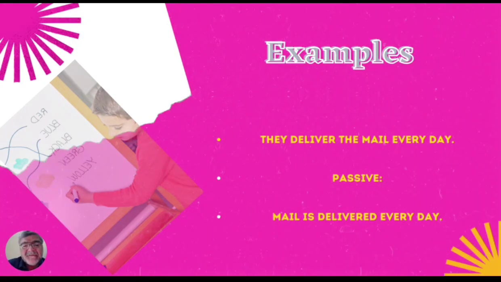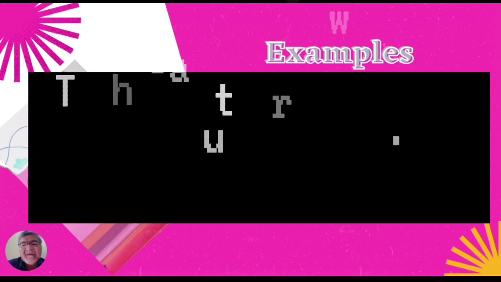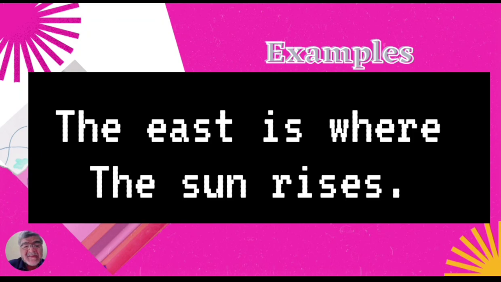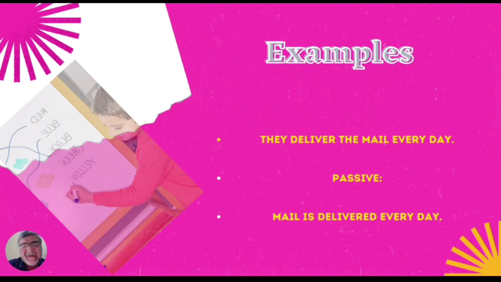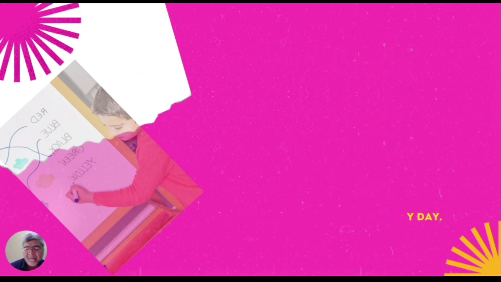Another example is, for example, the sun rises in the east. What's the passive form of that? The sun rises in the east. The east is where the sun rises. So you see that you've got a lot of possibilities to make passive sentences. The sun rises in the east. You might think that, okay, this doesn't have any passive form, but why not? You can think about it and say the east is where the sun rises. There are lots of more examples that you can see in the texts that you're reading.